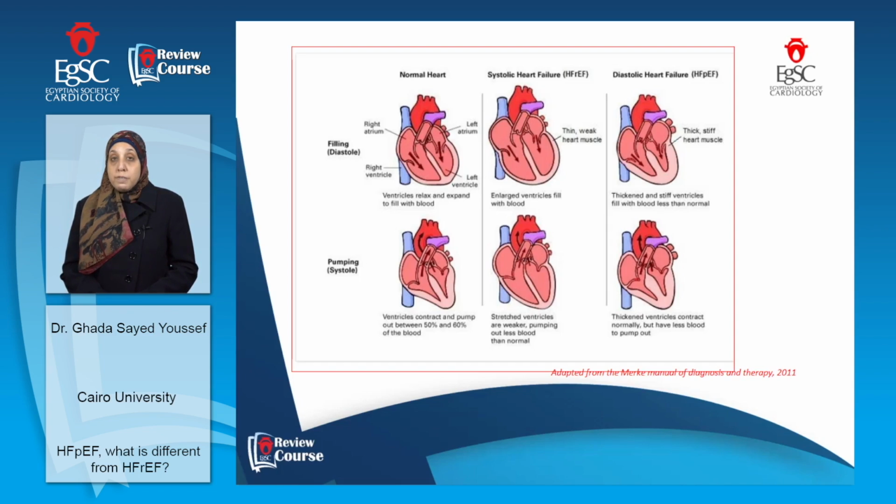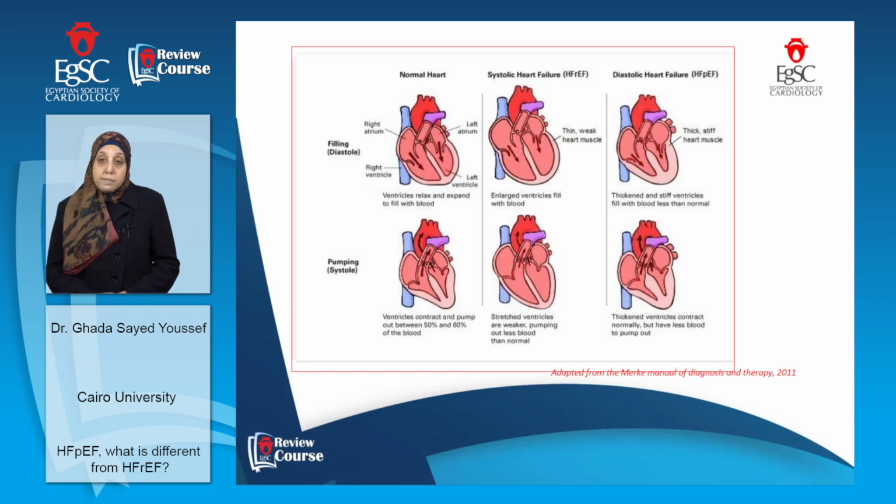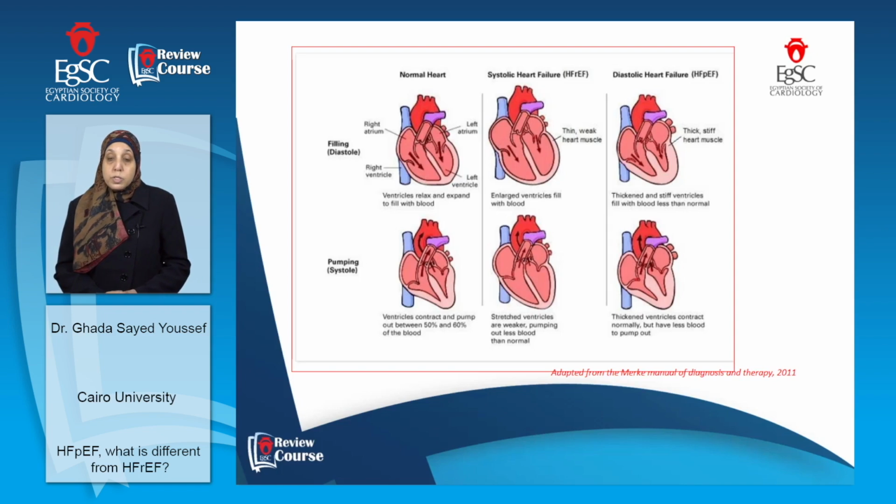While in patients with heart failure with preserved ejection fraction, the cardiac muscle works properly, but because the preload, or the amount of blood received from the atria during diastole, was small, the cardiac output is also small because of the decreased preload.